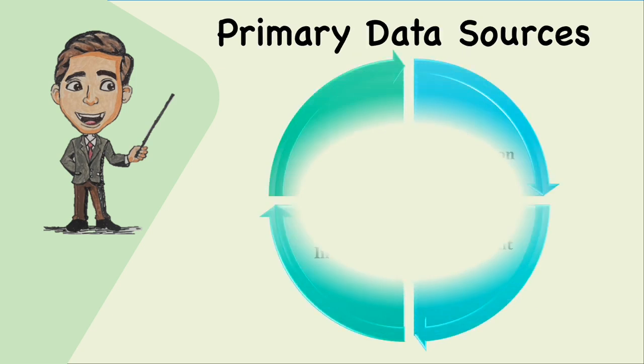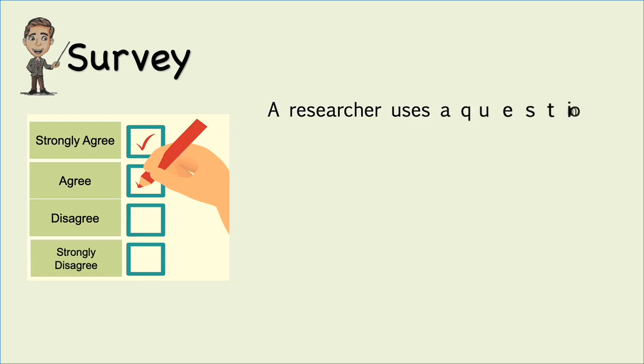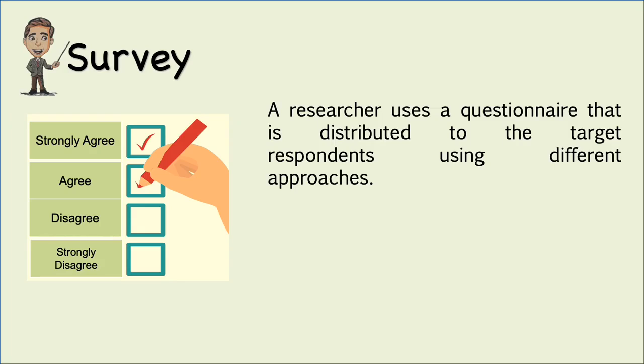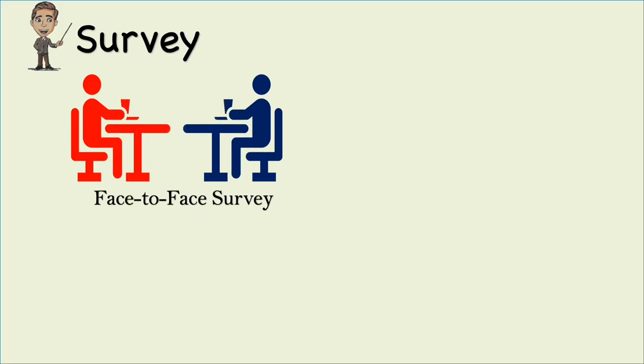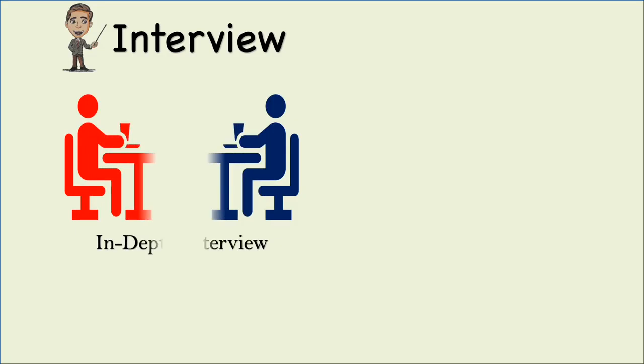What are the sources of primary data? Primary data can be obtained through a survey, an interview, an experiment, or even through an observation. In a survey, a researcher uses a questionnaire that is distributed to the target respondents using different approaches. Survey is a practical way to gather a large amount of data from a large number of people in a short period of time. It can be through face-to-face, over the phone, or online-based approach.